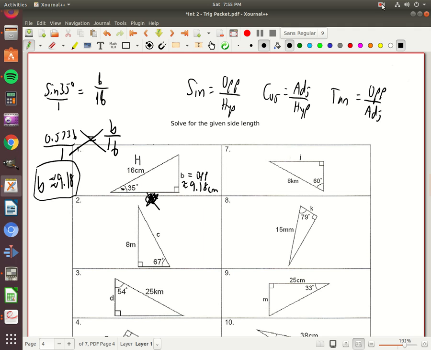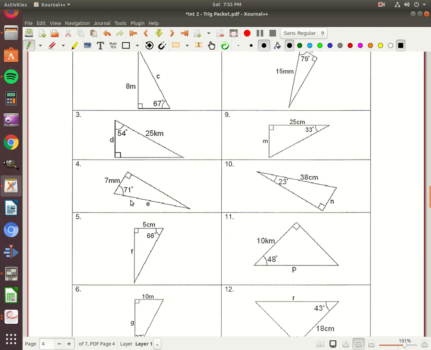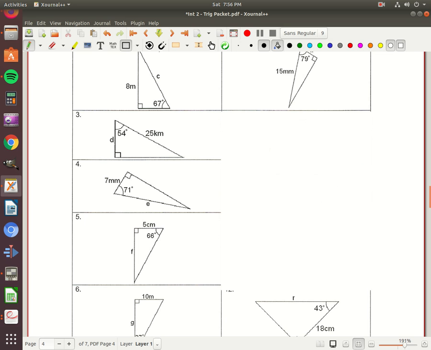Let me pause for a second and look for the question I want next. Number 4, I think, is a good example of what I'm looking for. Let's just take a second here and clear up some space so I can write. So when I look at this one, I'm starting from this angle.